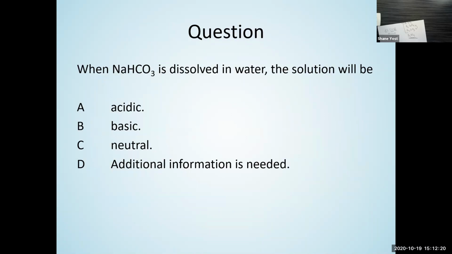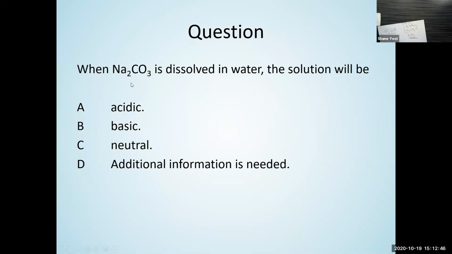So going back real quick to some of these examples, let's go first to some of these salt questions. If I have sodium carbonate, dissolve it in water, will the solution be acidic, basic, neutral, or will I need more information? It's going to be basic.